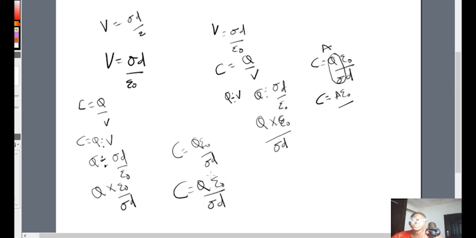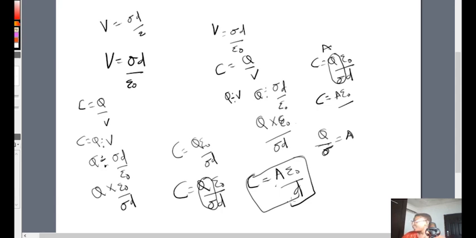So we've established that this Q over sigma is a value. So C can also be what? Q over sigma is equal to area, charge over sigma is equal to area. So C is equal to A epsilon naught over D. And this is another formula for our C, the capacitance of the capacitor.